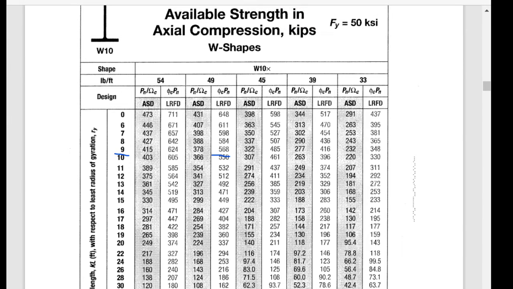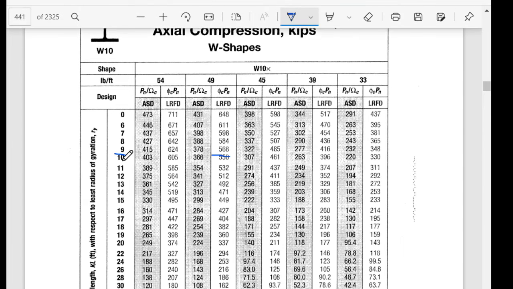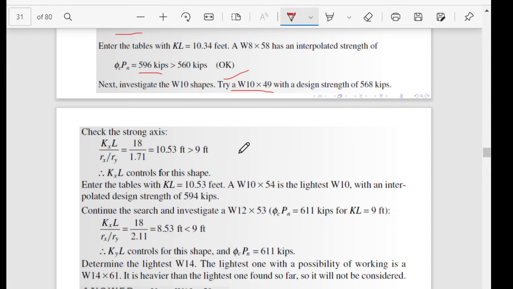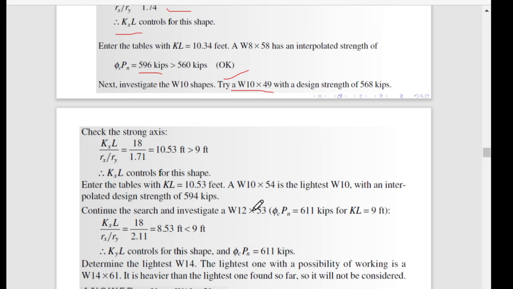We have here, again, interpolation. I believe you already know how to interpolate. We have 10 and 11. For W10 by 49, the values are 550 and 532. So the value by interpolation, let's go straight to it, is equal to 594.